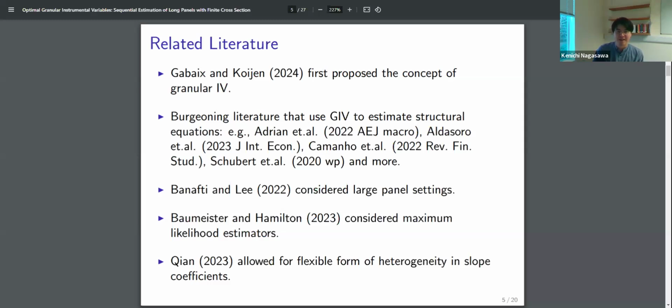As I was going to say, since Gabaix and Koijen proposed this idea of granular IV, there has been an increasing amount of literature where they apply this idea to identify structural parameters and causal effects. So we are building on this framework, and then we do further econometric theory on it. The idea comes from this strand of literature, which exploits granularity to identify causal effects or structural parameters.